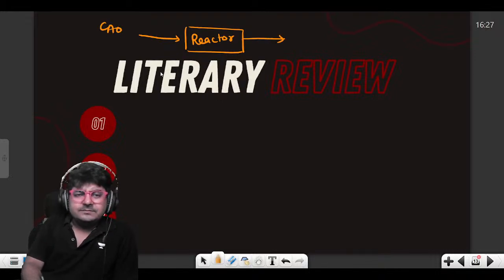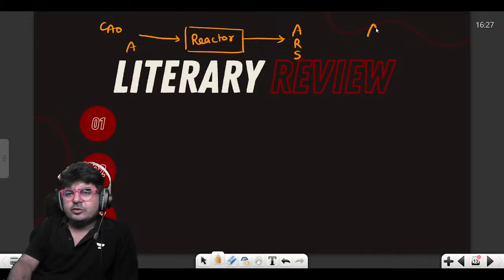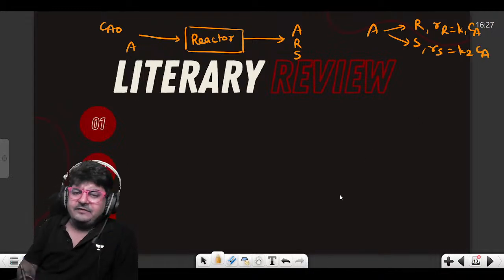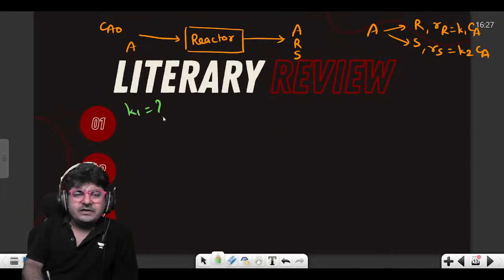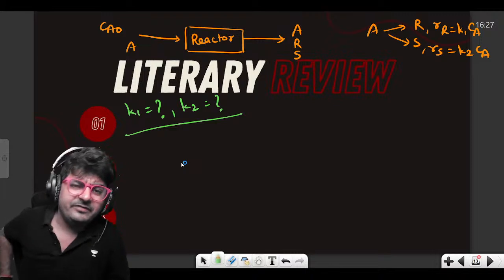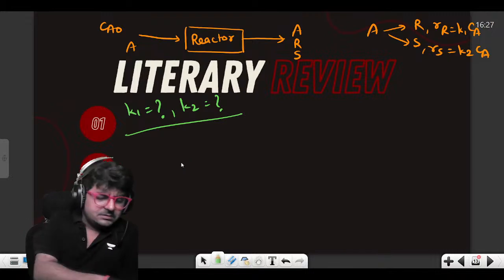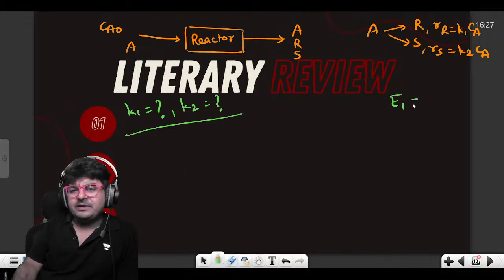I have introduced Ca naught, A is introduced, and at the outlet I am supposed to get A, R and S. I have told you that a reaction is this: A gives R, A gives S, where RR is equal to K1Ca and RS is equal to K2Ca, means first order parallel reaction. And if I ask you, tell me what will be the value of K1 and K2, can you calculate? Or instead of that, I ask you, tell me what will be the value of activation energy for both the steps. I asked K1 K2, or I asked you E1 E2.